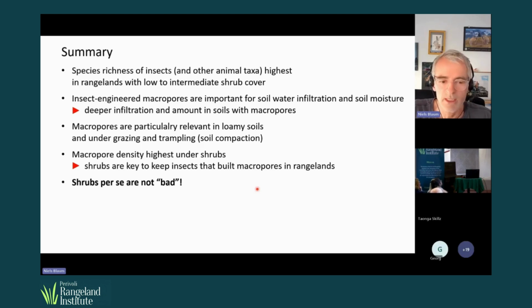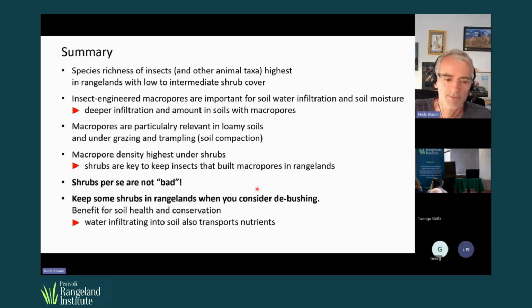So again, shrubs per se are not bad, although they are a sign of rangeland degradation. So keep some shrubs in rangelands when you consider debushing.